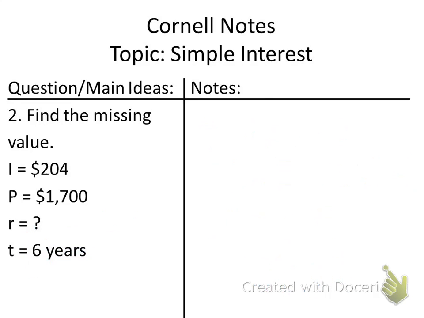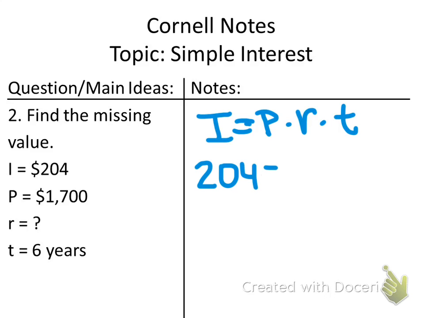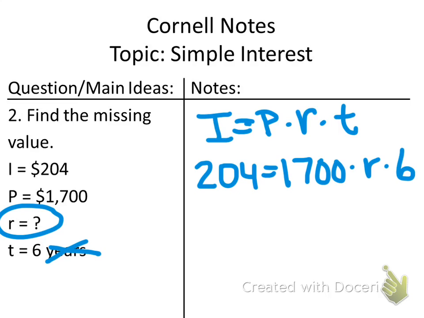Okay, number 2. Find the missing value again. So I need to reiterate my simple interest formula: I equals P times R times T. So interest, we know that's 204, equals 1,700 times the rate, we don't know, times 6. We take off the years. So we're going to solve for R. That's what we're looking for. So when we multiply 1,700 times 6, we get 10,200.